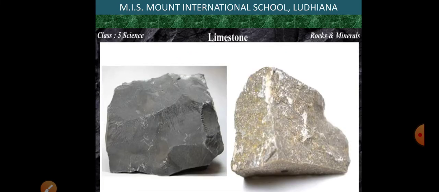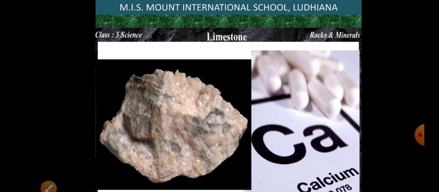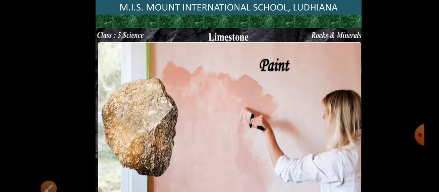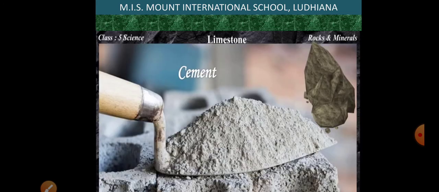Now the next rock about which we are going to discuss is limestone. Now limestone contains the maximum percent of calcium. Okay, it is used in paints and in the formation of cement, etc., because it gets hardened on cooling. So that's why it is a very important part of cement.